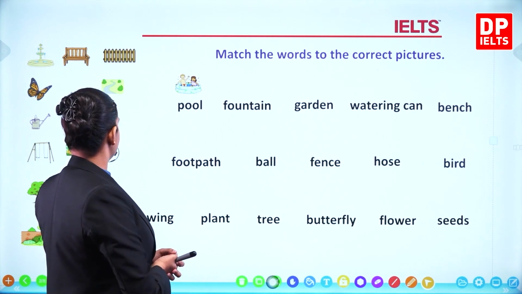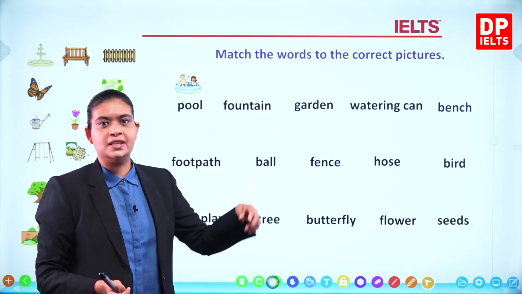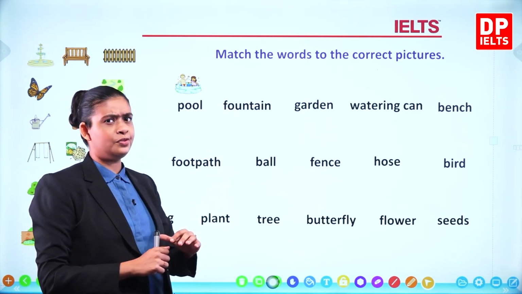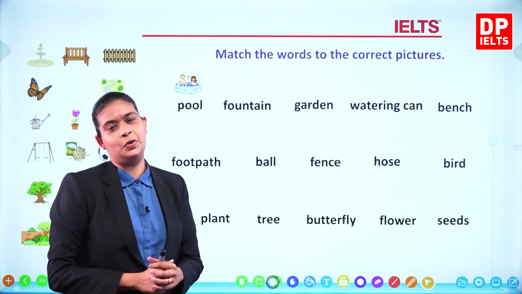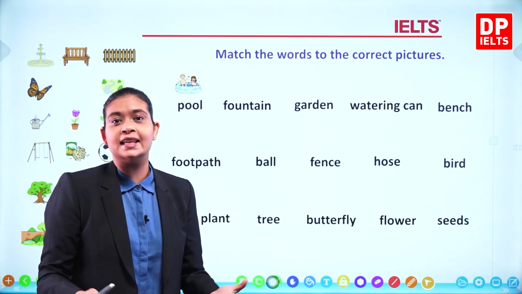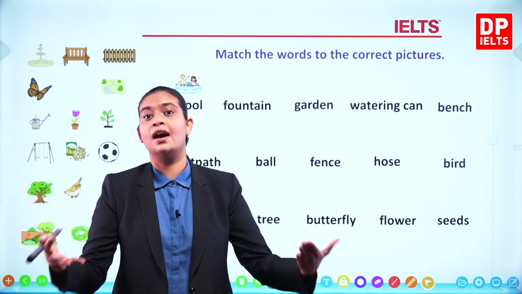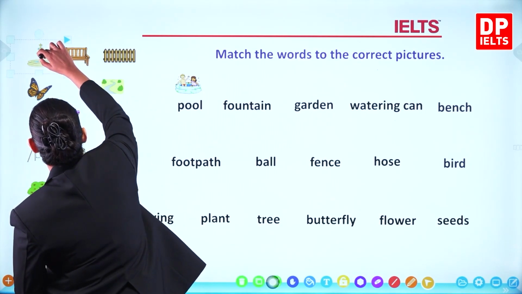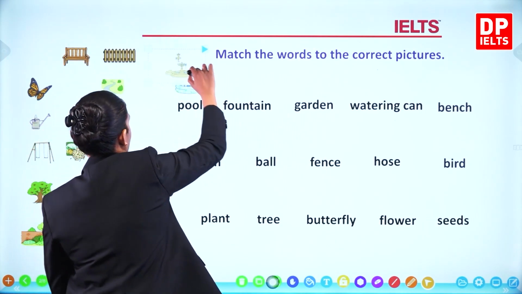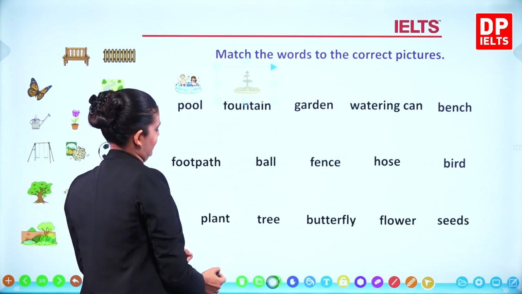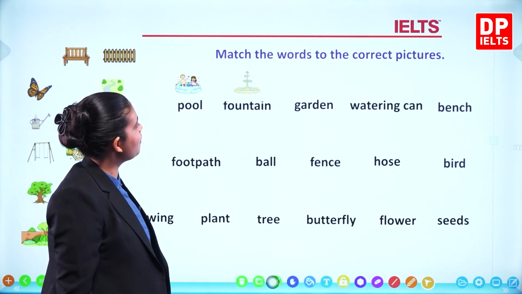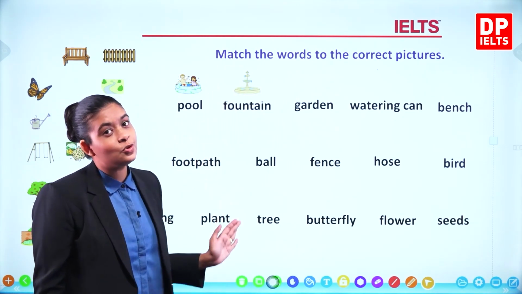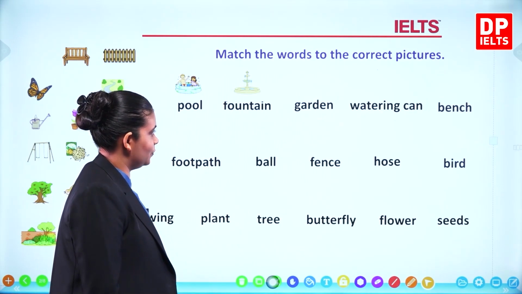Next word, what is it? Fountain. Now, usually a fountain, will you see it at home? No. Usually you see this in big parks or gardens. So, let us see the picture for the fountain. Right. Okay, so this is the fountain. Okay, now fountain is usually not seen at home, as I told you, right?